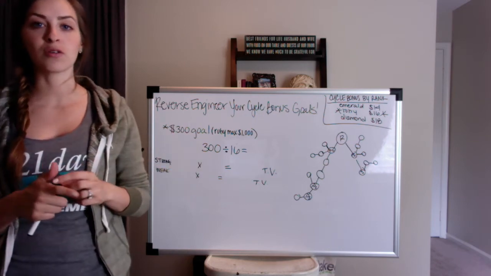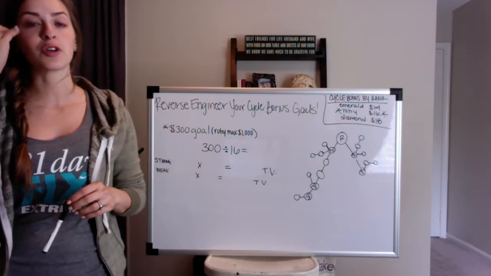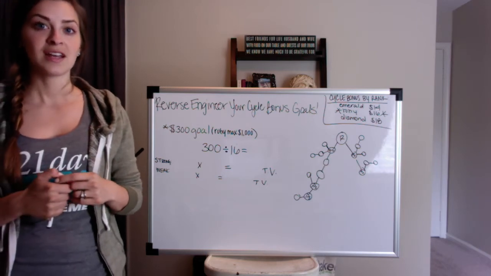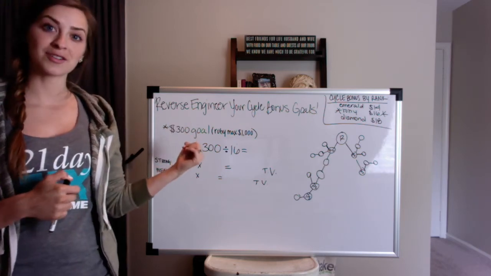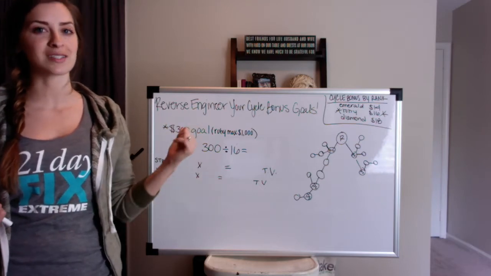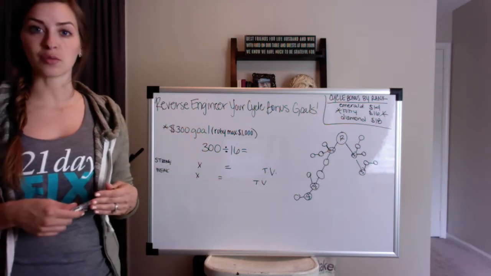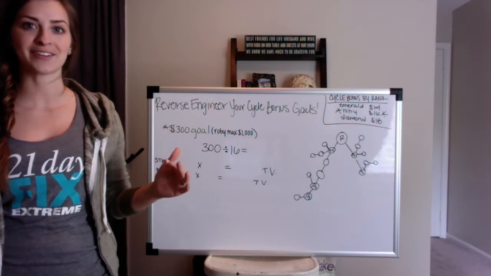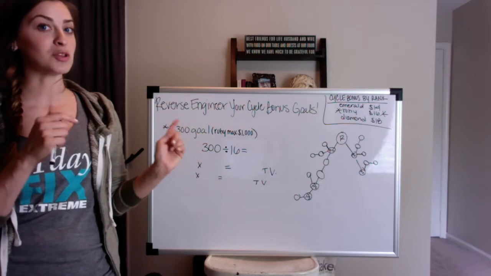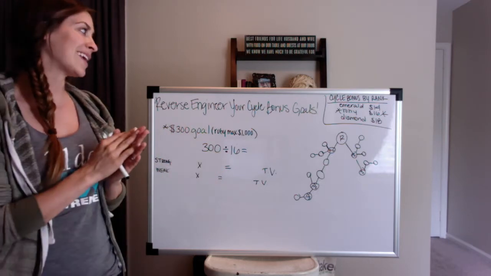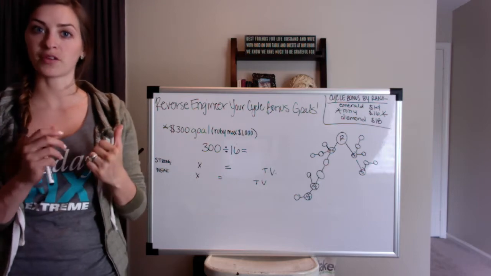As an Emerald coach, the maximum team volume cycle bonus that you can make is $250. Now, if you'd like to make this $300 a week, you would have to rank advance to Ruby. So maybe you are a Ruby coach and you're just not at this number yet, or maybe you're an Emerald coach and you're working towards this and you want to know exactly how to break down your goal. That's the scenario now, but you can apply this formula to any rank and any income goal that you have for a team cycle bonus.